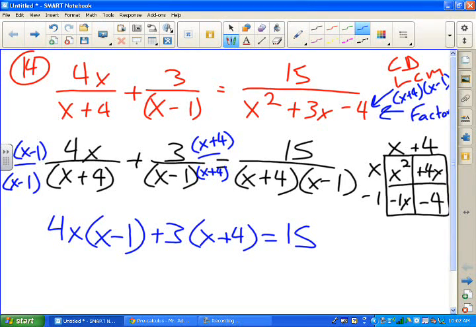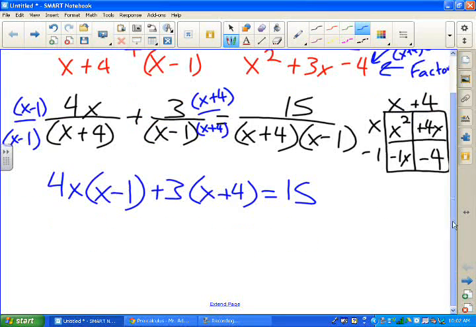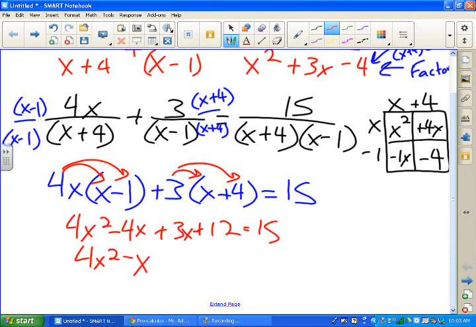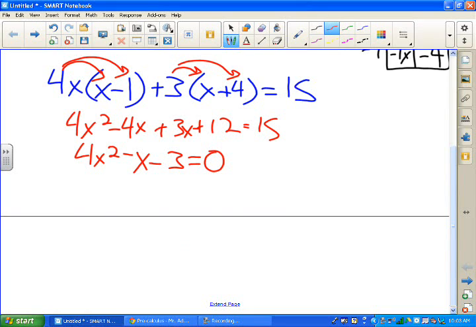So I'm going to solve for values of x that make the statement of the numerators true. I'm going to write 4x times the quantity x minus 1, plus 3 times the quantity x plus 4, equals 15, and then solve for x. This is just basic algebra review, but we're going to push the 4x through and the 3 through the parentheses, and then solve. When I'm done, I'm left with this nice little quadratic of 4x squared minus x minus 3 equals 0. Truthfully, I combined like terms of the x raised to the first power, but I probably didn't need to.